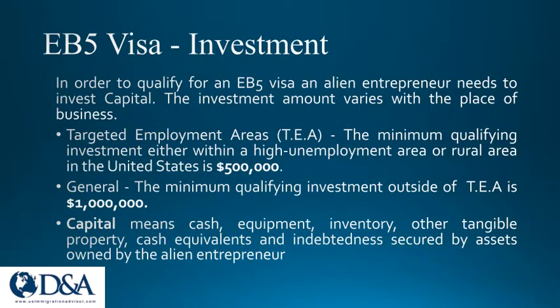Investment. EB5 visa is an investment based visa. That means an alien entrepreneur needs to invest capital. The investment amount varies with the place of business. In a targeted employment area, the minimum qualifying investment is $500,000. In areas outside of targeted employment areas, the minimum qualifying investment is $1,000,000. Capital means cash, equipment, inventory, other tangible property, cash equivalents, and indebtedness secured by the assets owned by the alien entrepreneur.